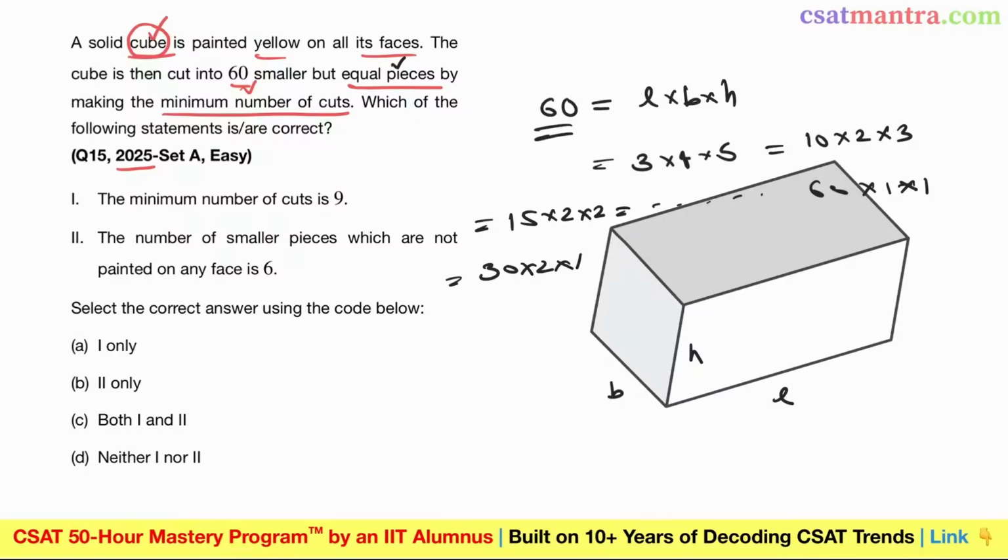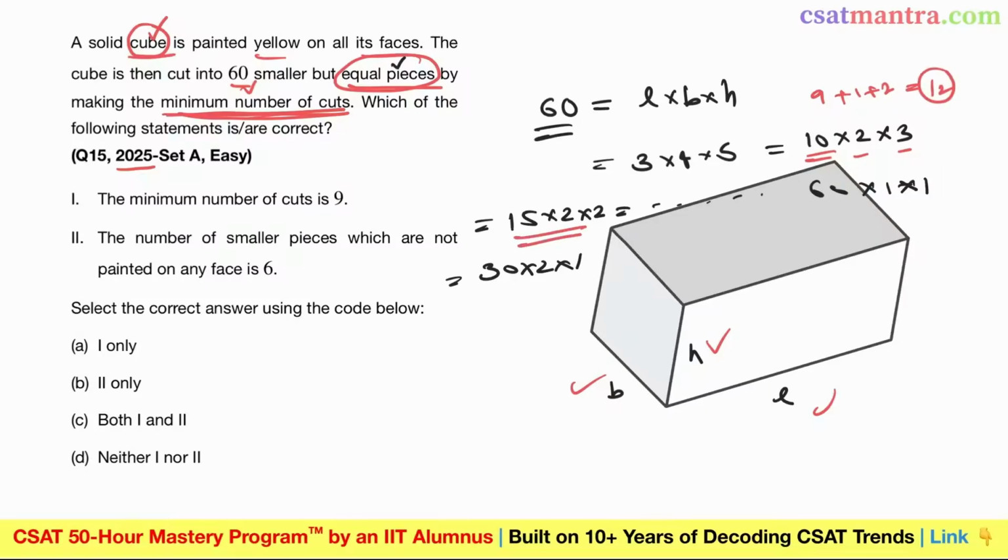Here we should make the minimum number of cuts to have 60 equal pieces. Remember, to minimize the number of cuts, the cuts should be evenly distributed among all three sides. If you have one side as 10, you need to make 9 cuts over there. Here 1 cut, here 2 cuts. 9 plus 1 plus 2. That is 12 cuts you are making here.